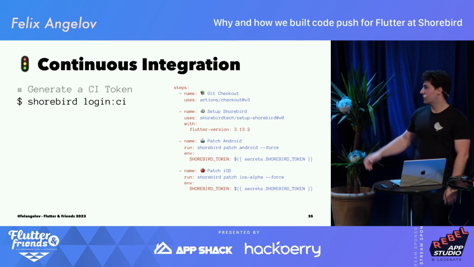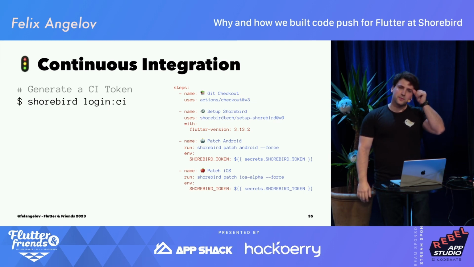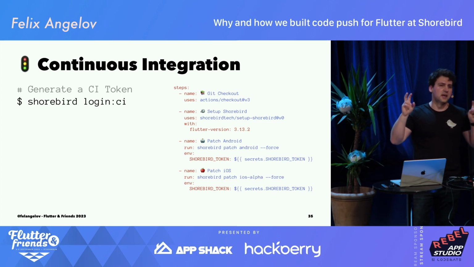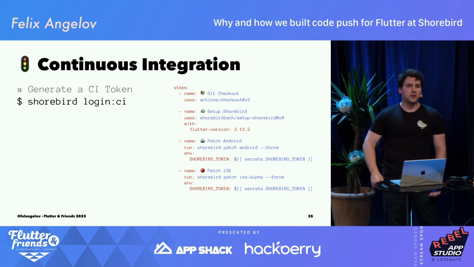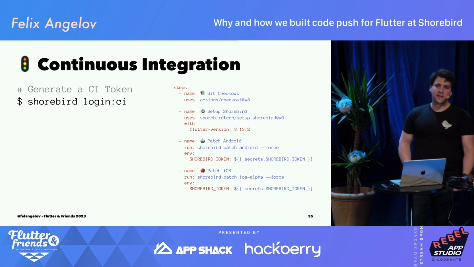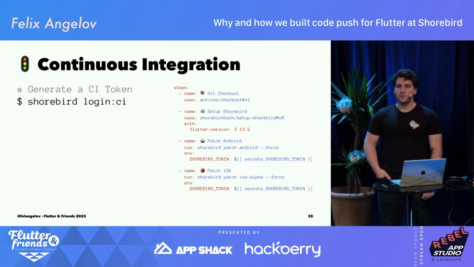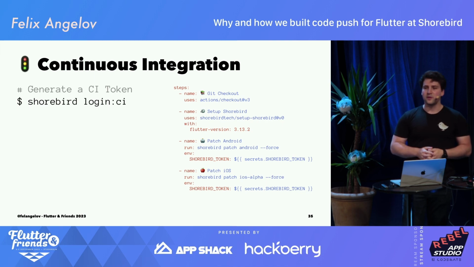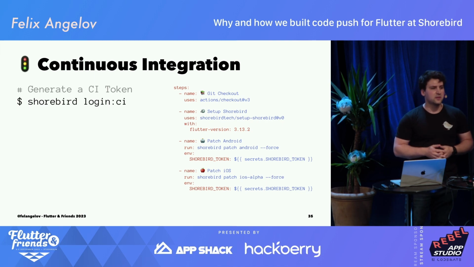I also wanted to share just a quick snippet of what the CI integration looks like. So if you've used Firebase, you're probably familiar with logging in this CI mode. So similarly with Shorebird, you can log in with the CI mode, go through the OAuth flow, and then it spits out a CI token, and then you can add that as a secret to your GitHub repo or whatever. And we have this convenient GitHub action called setup Shorebird, which handles installing Shorebird and setting it up in your CI environment so that you can just run commands directly from your GitHub workflow so that you can do patches and releases in an automated way.